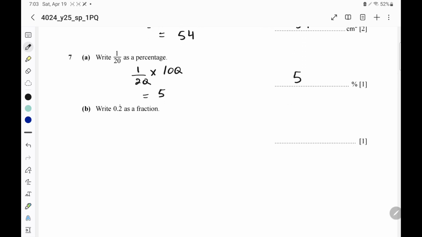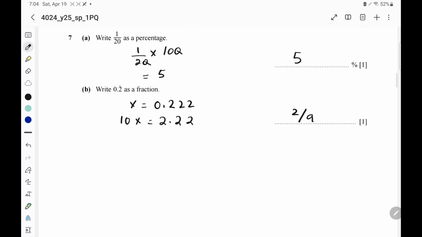0.2 recurring decimal as a fraction means 0.222. We know that it is 2 over 9. There is no need for any calculations or steps, but if you want to do it, then let x equal 0.222, and then 10x is equal to 2.222. There is no number without the dot, without the recurring number, so 10x minus x is equal to 2, so 9x is equal to 2 and x is equal to 2 over 9. I've explained everything for the recurring decimals also in another video, so you can check over there.